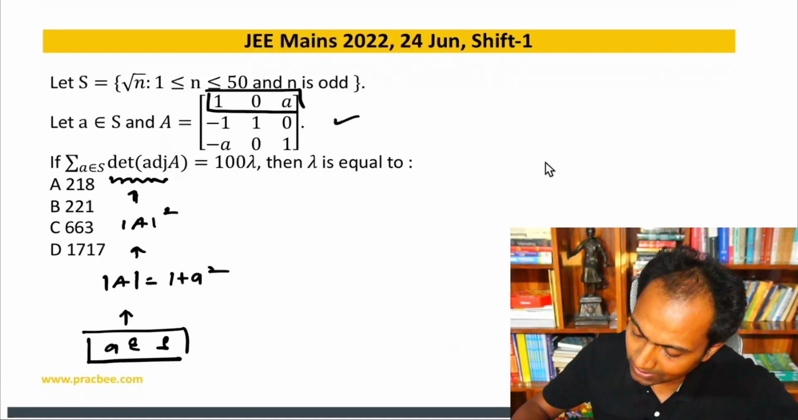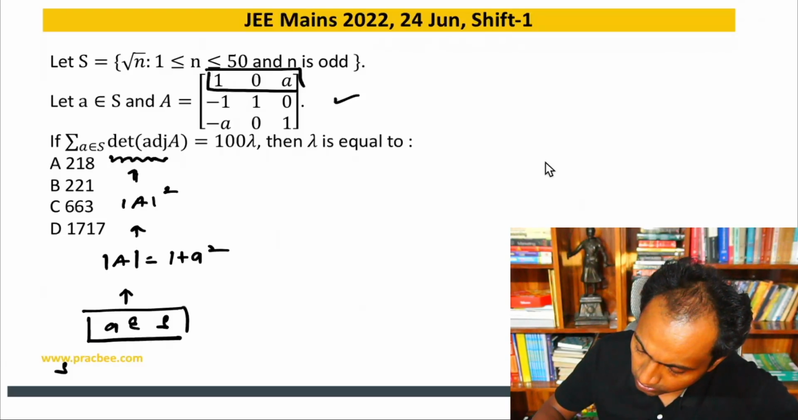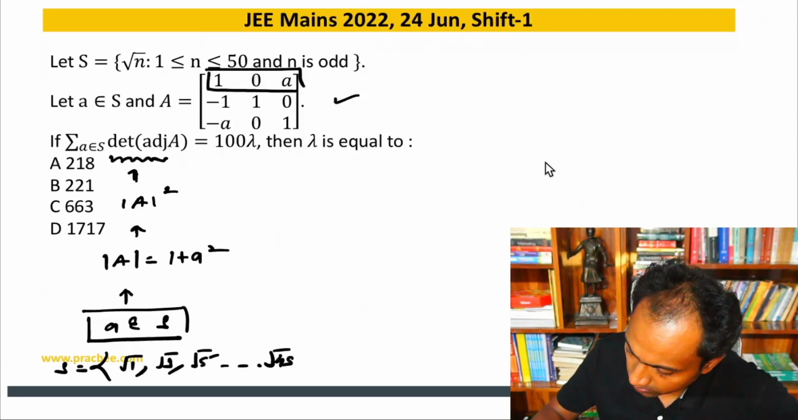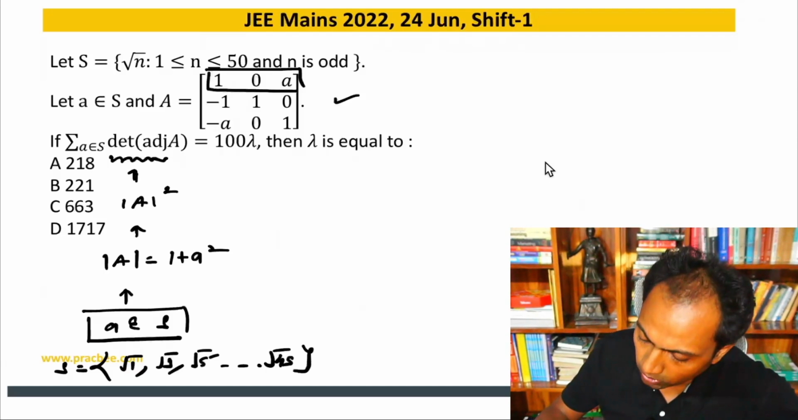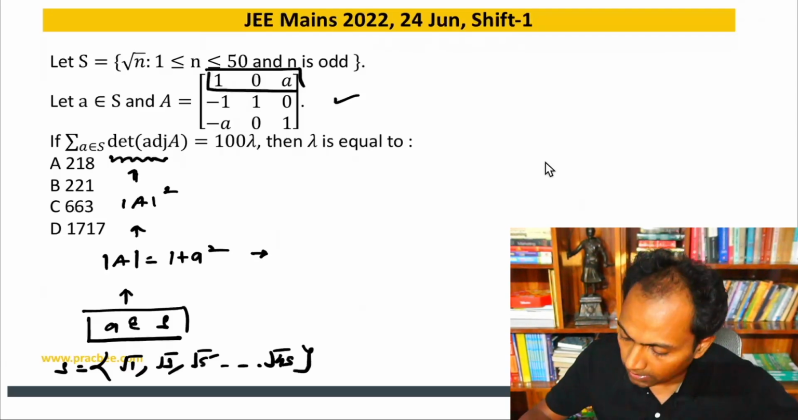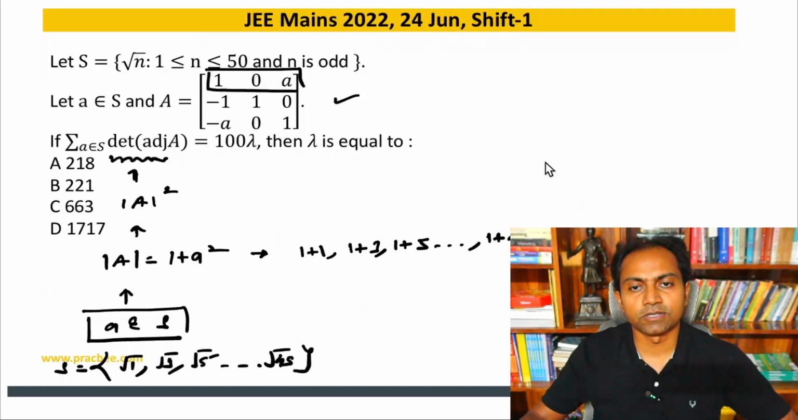Now you can see that if I connect things up, S is nothing but root of n, where n is an odd number. So if I want to write the elements of S, it is going to be root 1, then root 3, then root 5, and it will go up to root of 49. Correspondingly, I have got the different values of A, and determinant of A will have values like 1 plus 1, then 1 plus 3, then 1 plus 5. You can see that slowly this question is transforming itself into a question of sequence and series. So we have done it till this point.